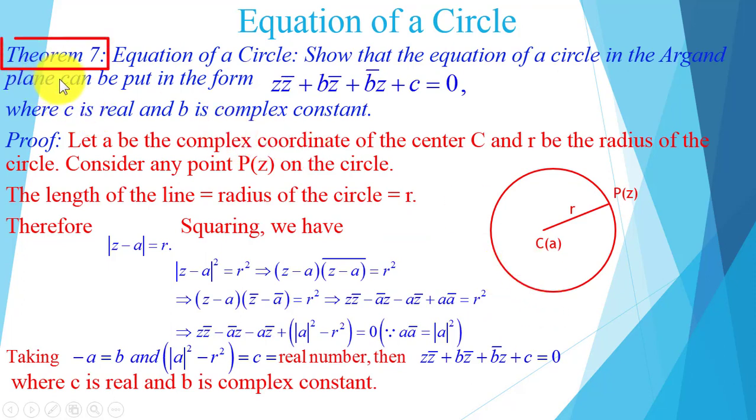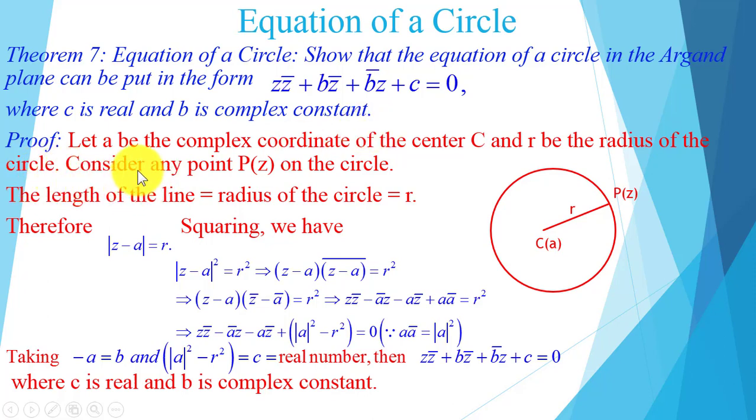Theorem 7. Equation of a circle. Show that the equation of a circle in the Argand plane can be put in the form z z bar plus b z bar plus b bar z plus c is equal to 0, where c is real and b is a complex constant.